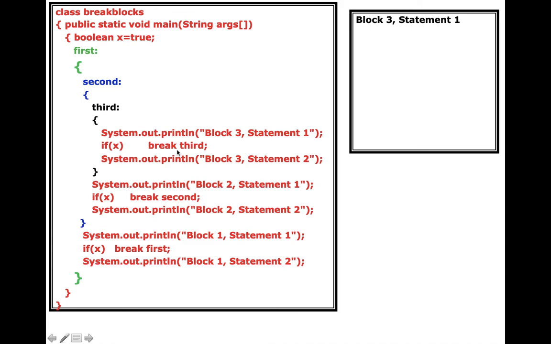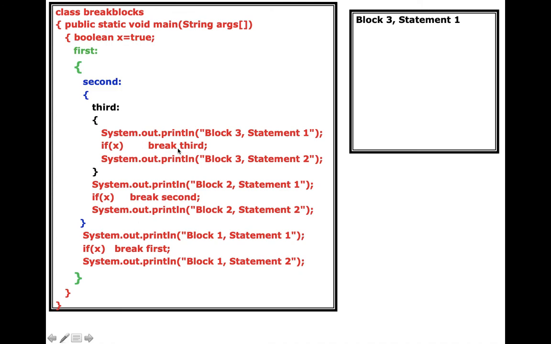By the way, I forgot to tell you, I assumed that you would understand. This break third is a labeled break statement. So there is this break and this third is the label. I hope you figured that out on your own, that break third is a labeled break statement. Anyway, what I was saying is that this SOP will display block 3 statement 1. Now if x break third, this is the next statement. Tell me, x is true or false? It is true. So now break third will execute.